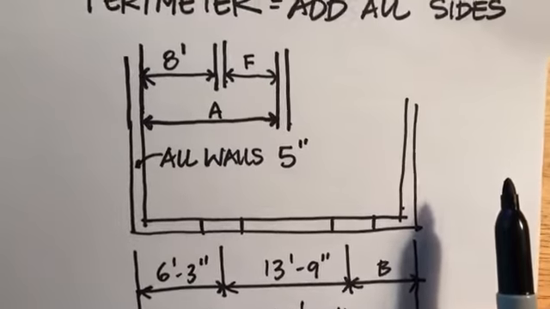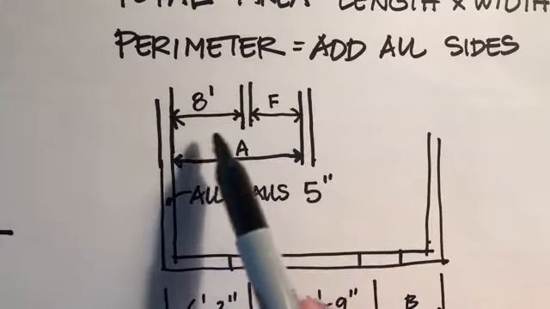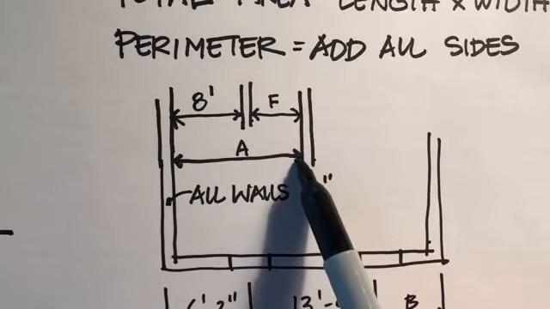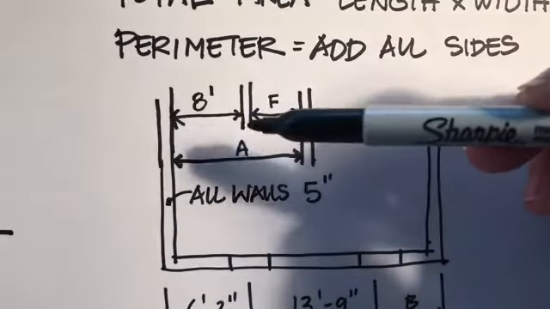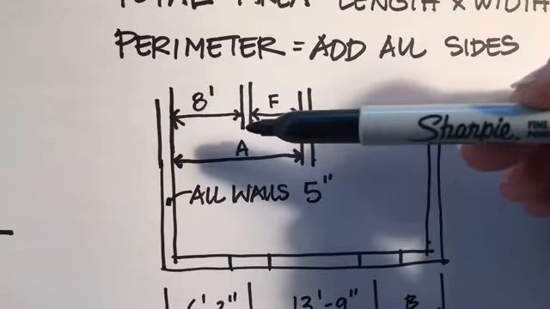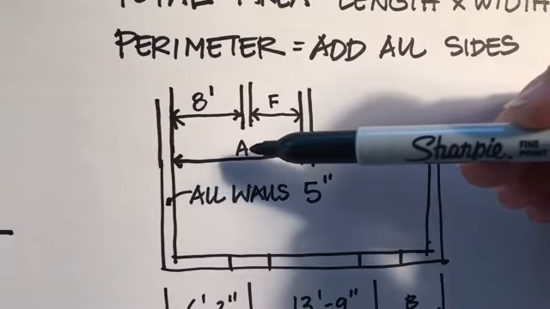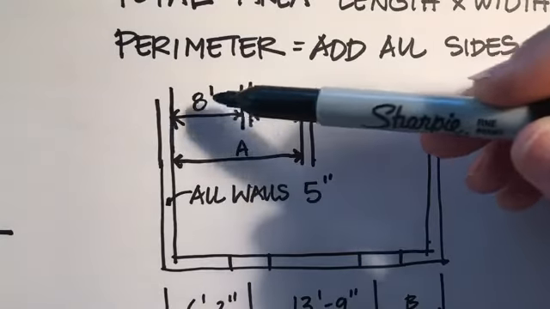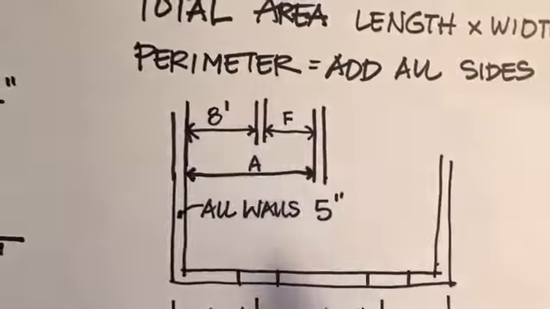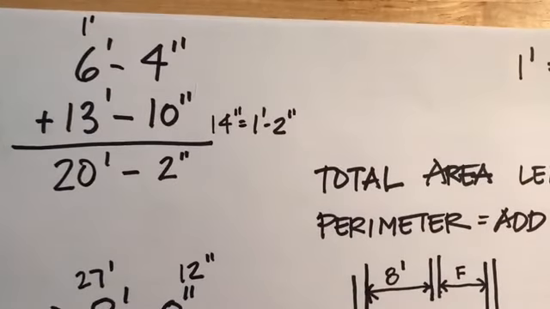Now keep in mind that all the walls are 5 inches. So if you have a situation like this where you already know what A is because you calculated it a different way, make sure that you allow for the 5-inch wall. So when you calculate the A dimension, make sure you subtract here the 8 feet plus the 5-inch wall in order to find F. Okay, hopefully this helps you with those missing dimensions.